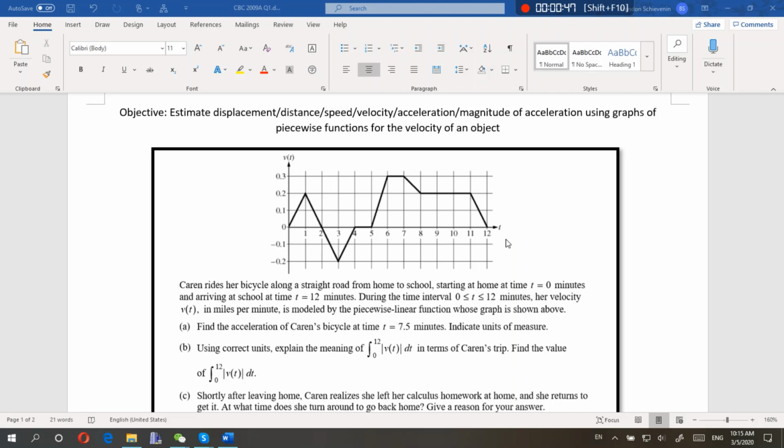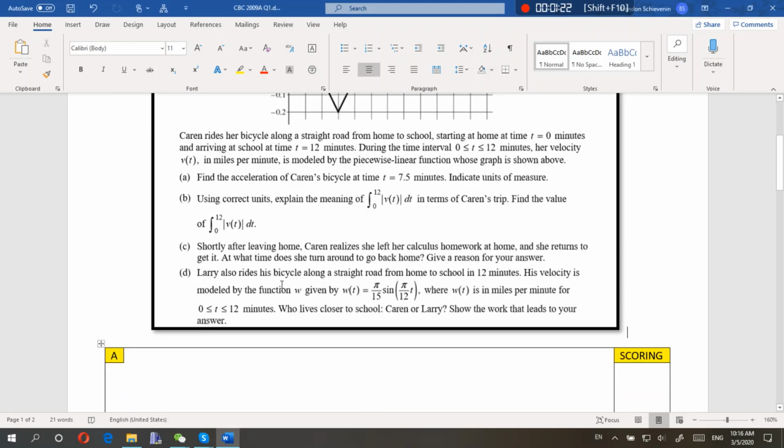What do I have to do? So acceleration at 7.5 is the slope, its change in velocity over change in time. So it's just acceleration. Okay, so how can I set it up? So f prime, v(8) minus v(7) over 8 minus 7.